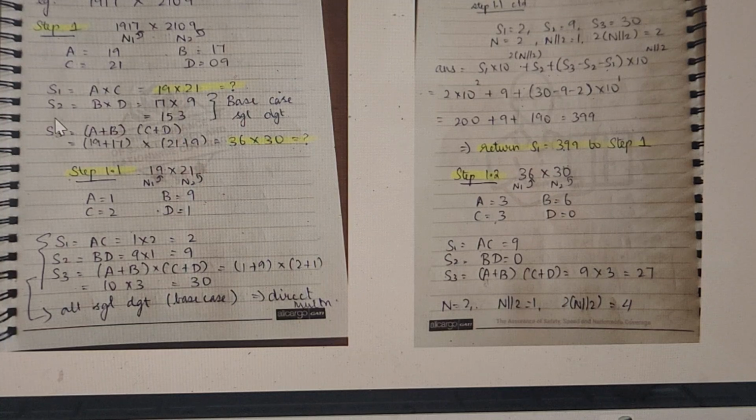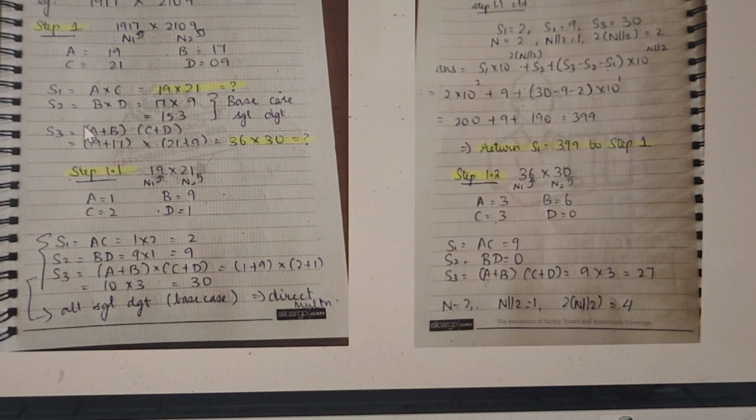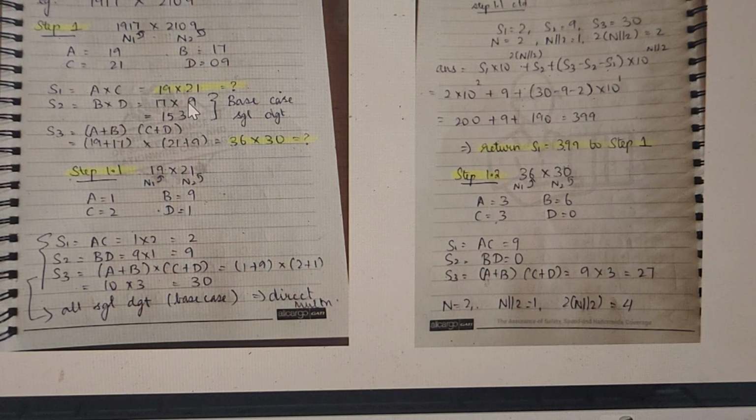Now you have to calculate the partial products, which are AC, 19 into 21, BD, 17 times 9, and S3 will be A plus B times C plus D, which is 19 plus 17 times 21 plus 9, which happens to be 36 times 30. So if you can see 17 into 9, your 9 is a single digit number, so you can apply your base case, just do direct multiplication, 153.